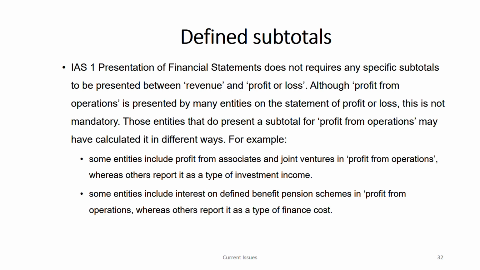Second, this is about the defined benefit pension scheme. Okay, so some entities, whatever the interest that is there on the defined benefit pension scheme, we are referring to IAS 19 here. Interest on that, where do you write it? Some put it under profit from operations, some report it as a finance cost because it is interest, right? So you can understand that some entities follow this classification, some follow that, for two items. One, profit from associates and joint ventures. Second, interest on defined benefit pension scheme. So make sure that at least you know these two areas.